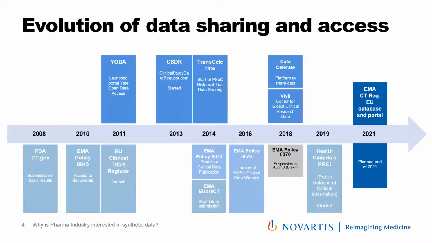The evolution of data sharing and access has been going on for at least 13 years. On the bottom of the timeline, you'll see a lot of the regulatory requests and policies that came into play over this period of time, starting with the FDA ct.gov requests, where we submit basic results of clinical trials. EMA have had various policies, and Health Canada, and it continues on with some of these being updated.